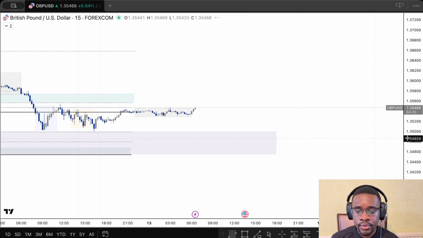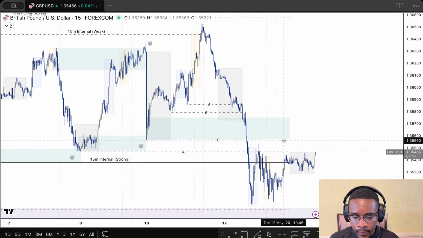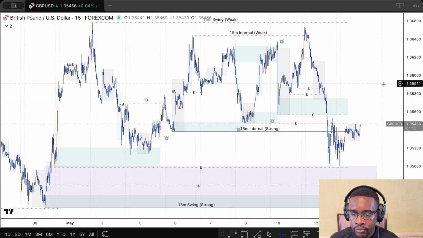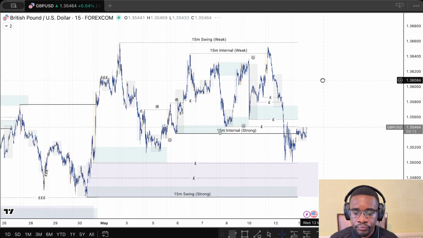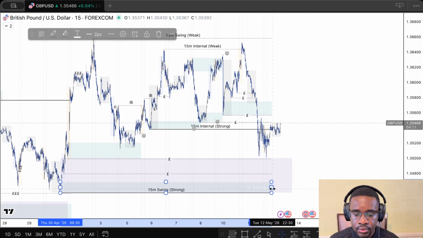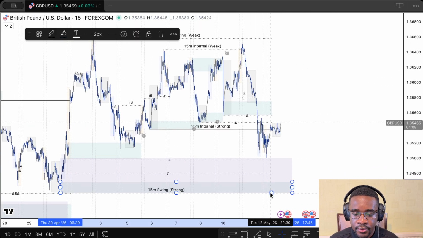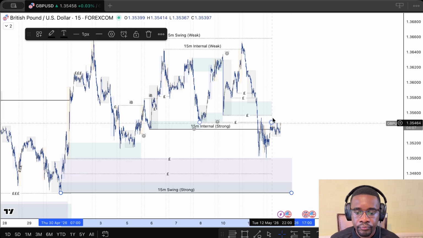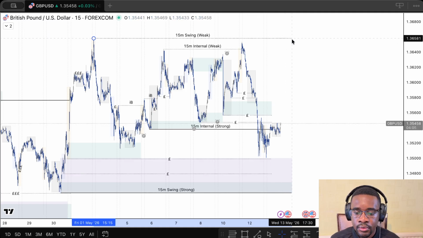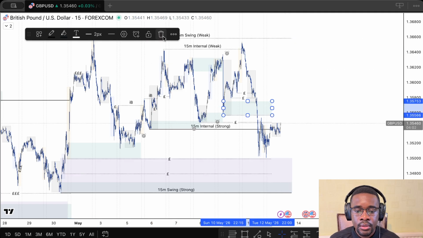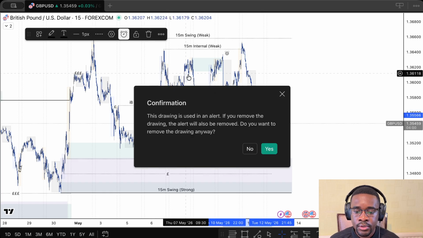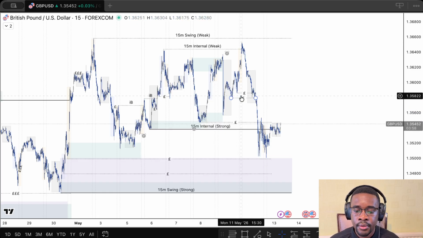So looking at the 15-minute, let's see. So okay, this is our swing. This is our swing range. And then that's no longer relevant. That was eliminated yesterday.